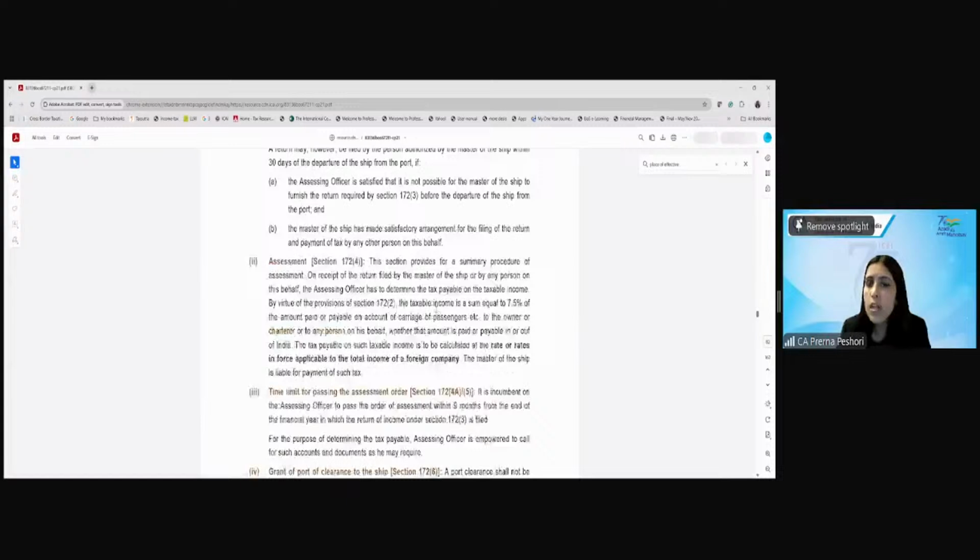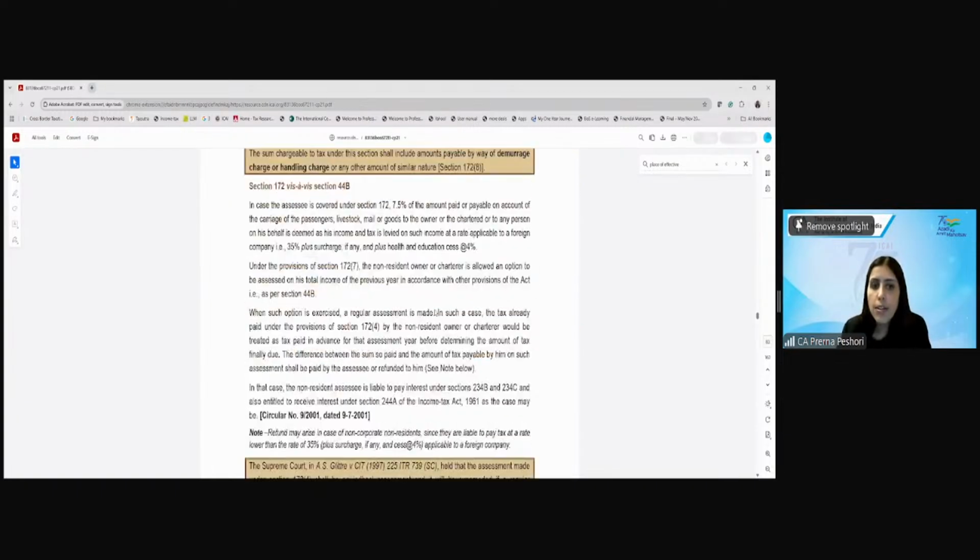So 172 is like a complete code. It includes the tax, the assessment, and the return filing. Everything is included within that section itself. So it's like a complete code for the shipping companies. So let us take one sum to understand this.